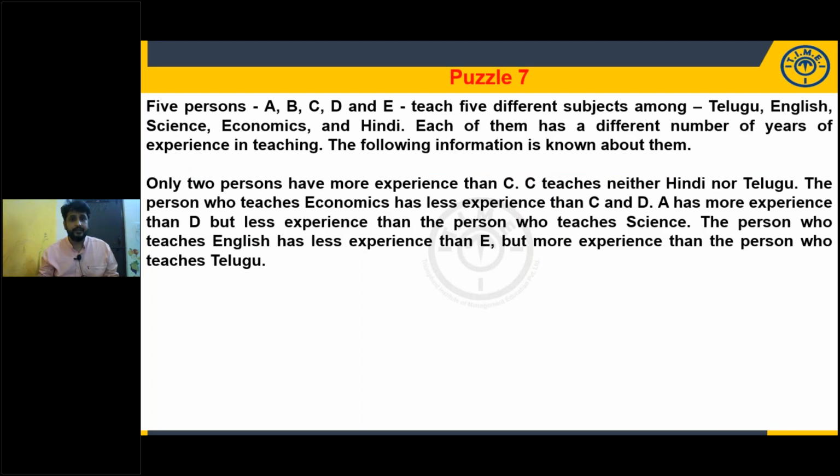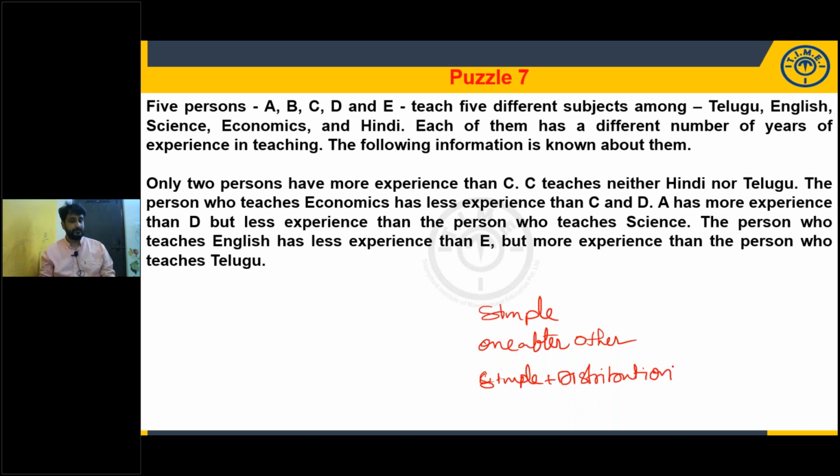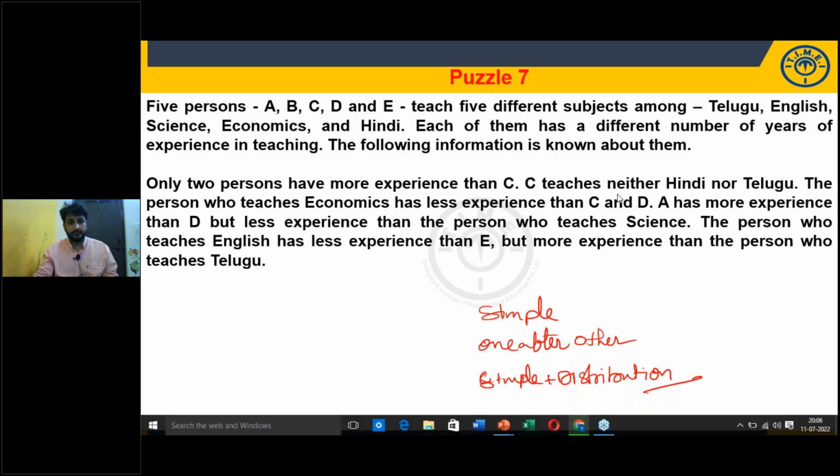Now, it is another set in the comparisons. So far, we have seen simple comparison, and we have seen one after the other in the comparison model, and now it is simple comparison along with distribution, and extra parameters will be given. These are the 3 important models in comparisons. Let's discuss these 3 models. This one also: 5 persons A, B, C, D, E teaching 5 different subjects among Telugu, English, Science, Economics.